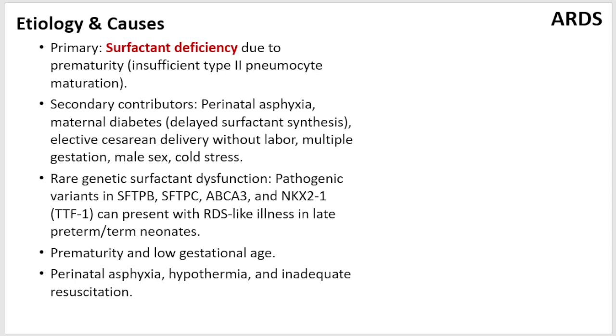Secondary contributors may also include perinatal asphyxia, maternal diabetes, etc., which delay surfactant production, and elective caesarean deliveries without labor, which bypass the hormonal triggers for lung maturation. Other risk factors include multiple gestation, male sex, and cold stress at birth.